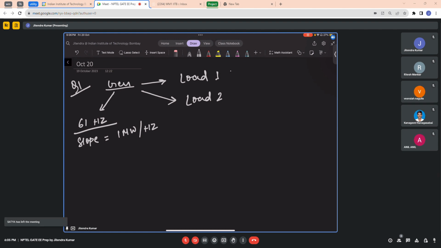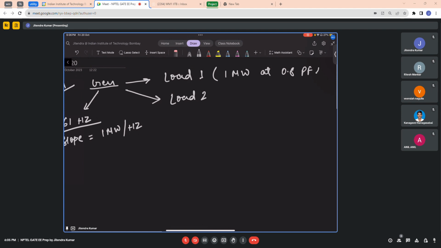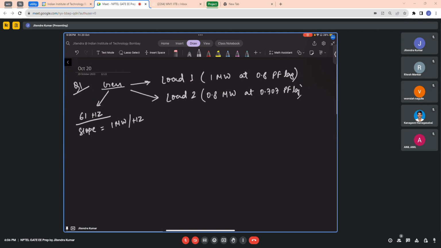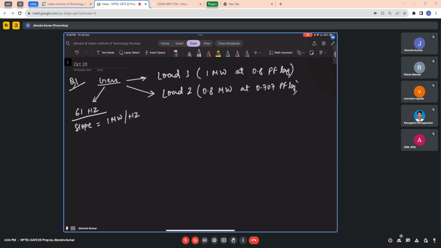Now I am giving some numbers. Load 1, let's say, is taking 1 megawatt at 0.8 power factor lagging. Load 2 is 0.8 megawatt at 0.707 power factor lagging. We are connecting two loads to this generator. Now we need to find out the frequency of the alternator, or the operating frequency of the system, basically at what frequency this system should work so that this generator can cater to the demand of both the loads.